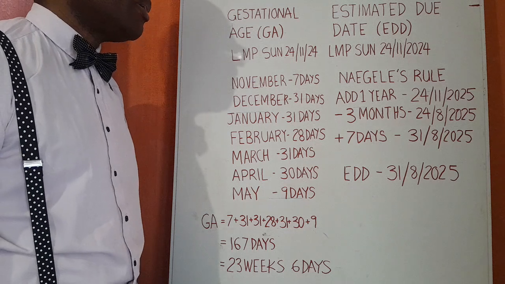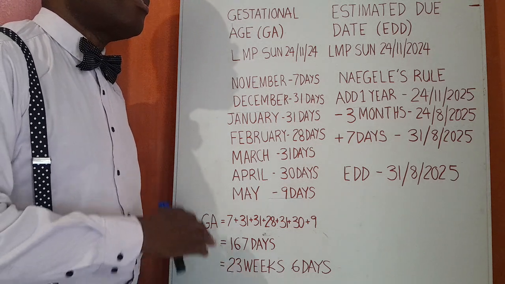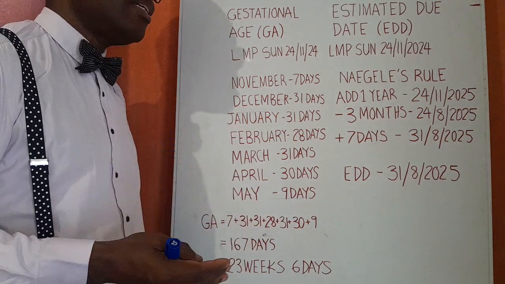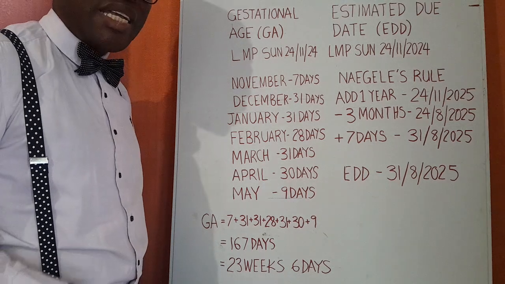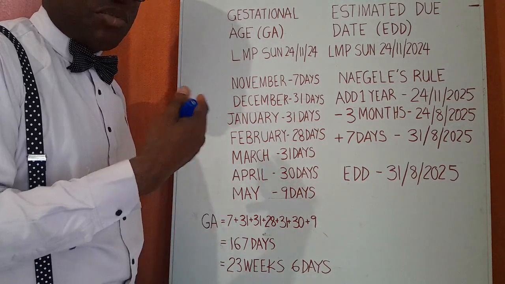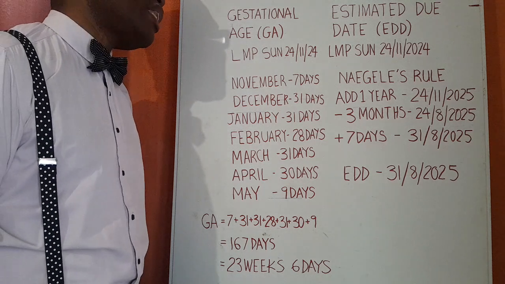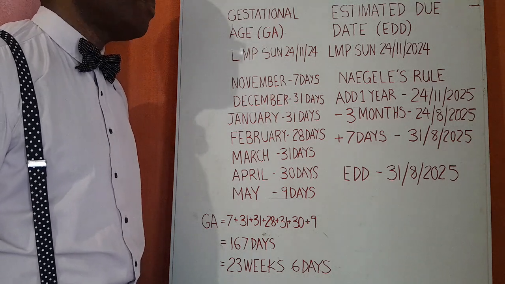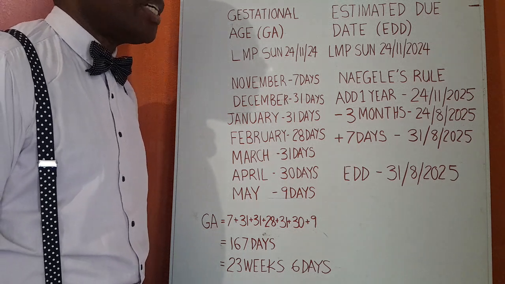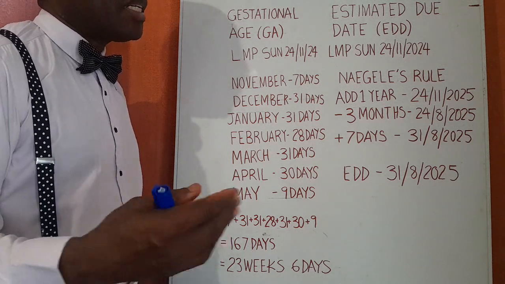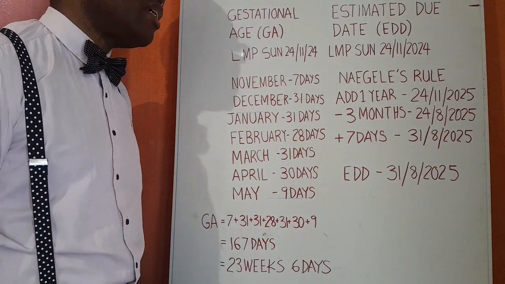Then I must say something. There are certain times during the pregnancy that you can use this gestational age to determine certain things. I think I will still do that in another video. There was this woman, a first timer. The baby was kicking inside her womb. And normally, anything from about 16 weeks to 20 weeks, the baby inside the woman will start kicking.